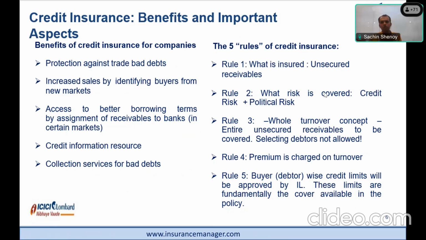The last important rule here is you have to get credit limits on all the buyers. So for the buyers which are covered under the program, you need to share those basic details and get your exposures covered with the insurance company. Once you start the program, all your existing buyers will be covered, and as and when you add new buyers, they will get added to the program.